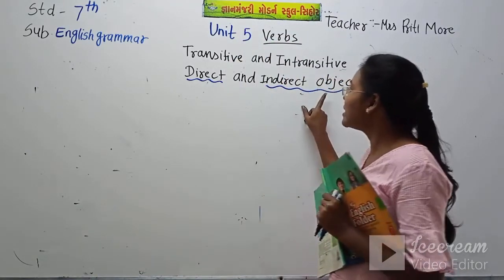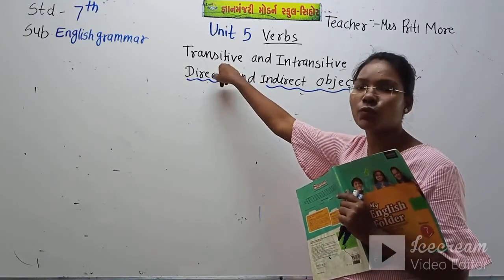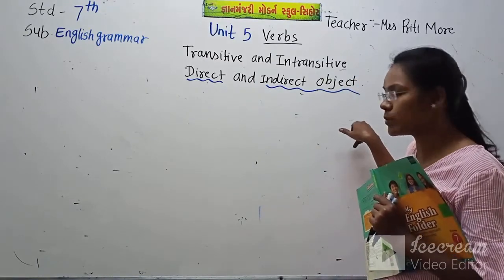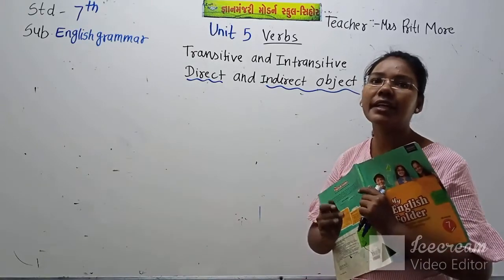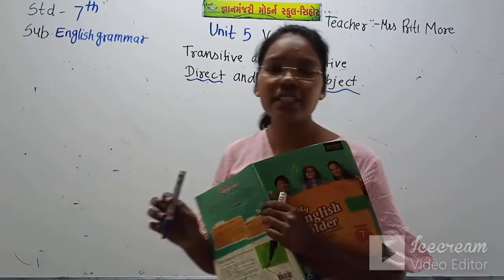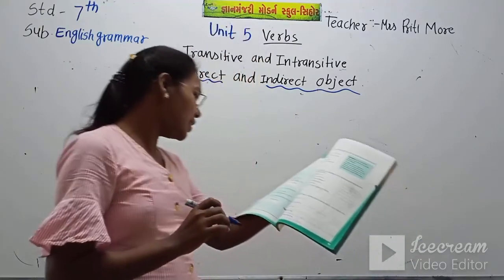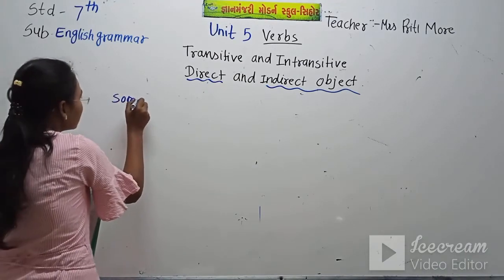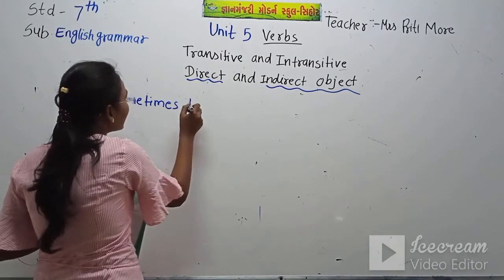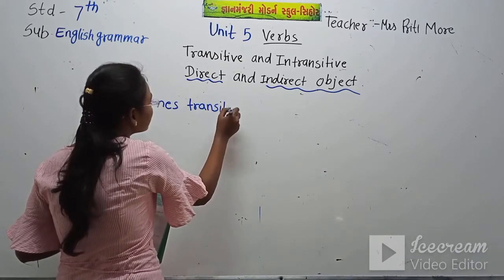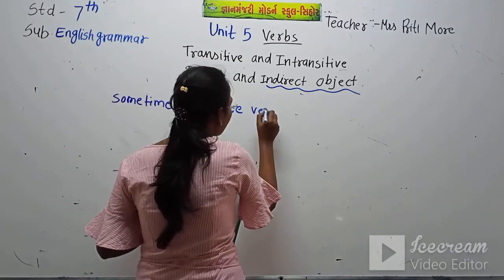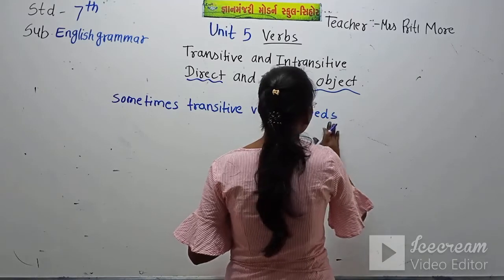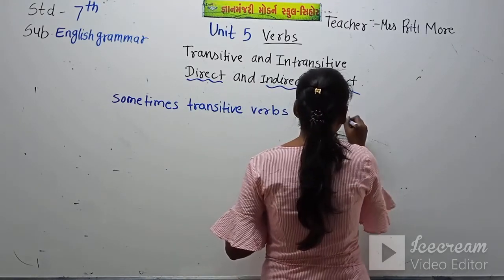Now, who needs an object? Only a transitive verb needs an object. Now let's see today the direct and indirect object. What is a direct and indirect object? Sometimes transitive verbs can take two objects.